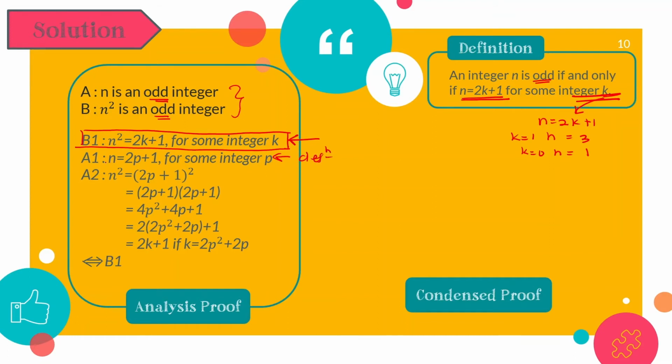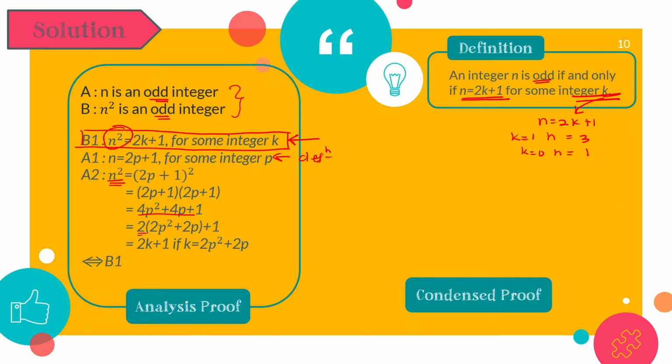And then from here, since we want to find n square, is it true that n square is equal to 2k plus 1? So from n equals 2p plus 1, we find n square. Let's square. If we square the left hand side, we need to square the right hand side. So squaring the right hand side and expanding, you get 4p square plus 4p plus 1, and by factorizing, you factor out 2. So you get 2p square plus 2p plus 1.